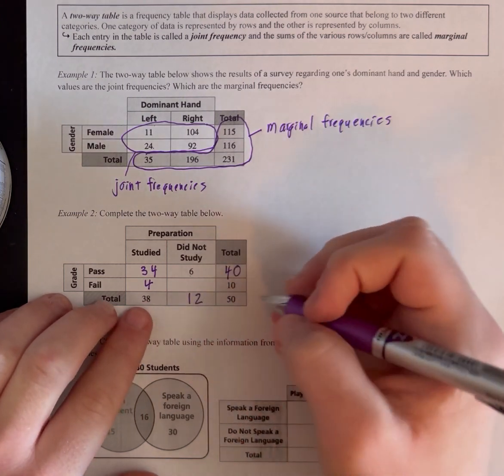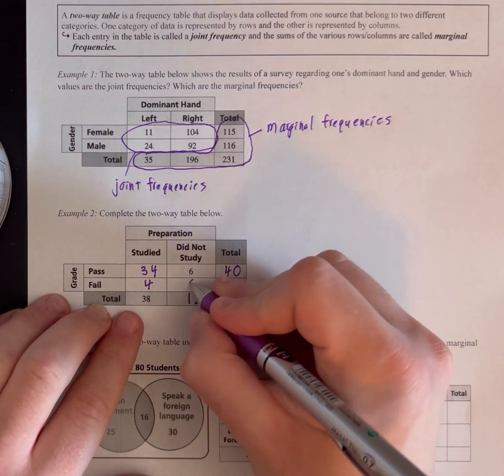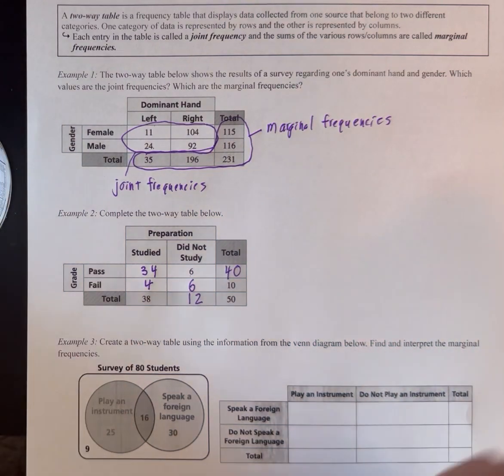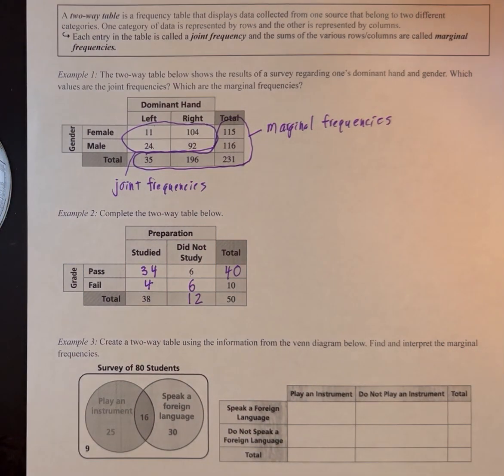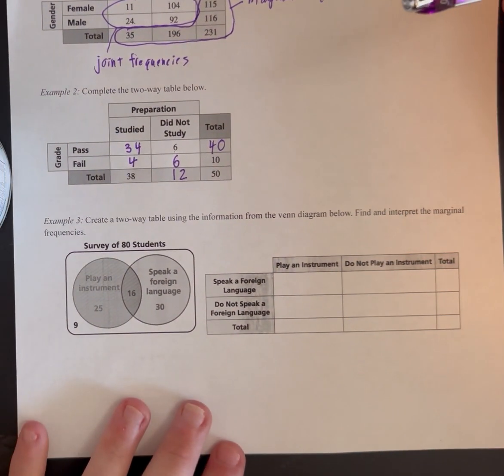So, and then lastly here, there's a bunch of different ways you could do this one, but just look, 6 plus whatever this is has to be 12. So 6 right there. So 12 people didn't study. Oof. Imagine being those people. All right. Now let's move to the next question.